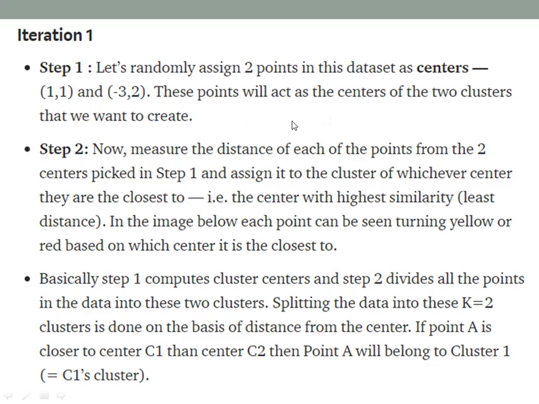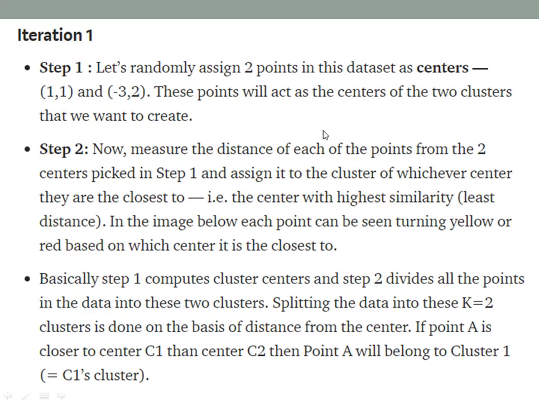In step number 2, we measure the distance of each of the points from the two centers picked in step 1 and assign it to the cluster of whichever center it is closest to, that is, the center with the highest similarity. So the center with the highest similarity will have that specific data point, and the other one will have the other data point. Now I will show you an image, and you will see that in that image each point will be turning yellow or red based on which center it is closest to, right?